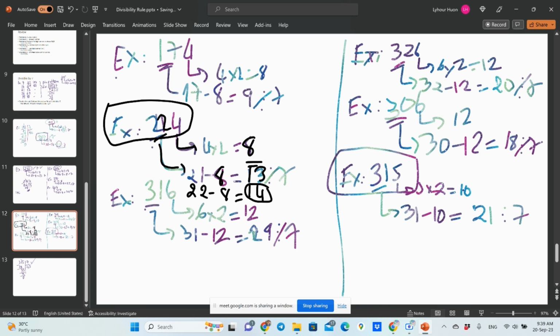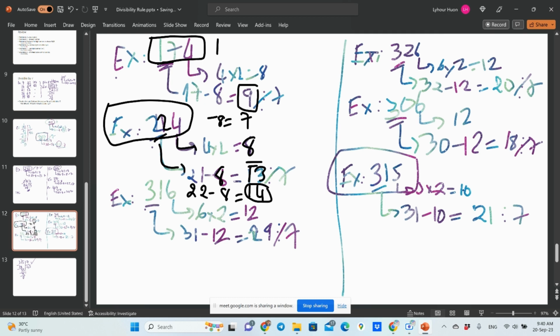Okay. Similarly, for example, this example 174, we get the result is 9, but we know that 9 is not divisible by 7. What number nearby is divisible by 7? 7, yes. So how do you change this number to make the result 7, for that 174?